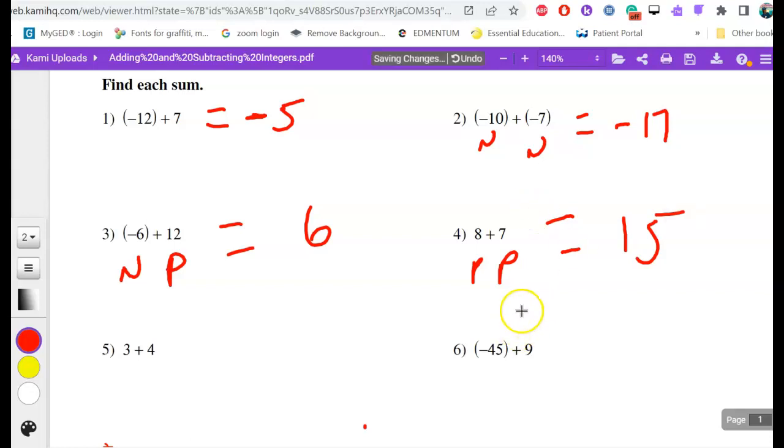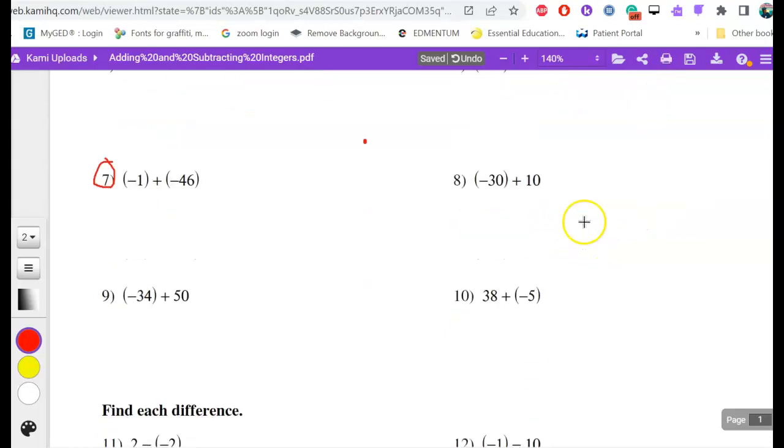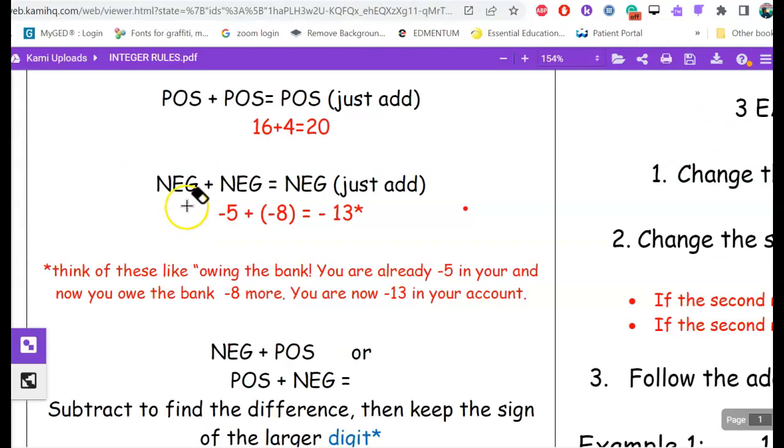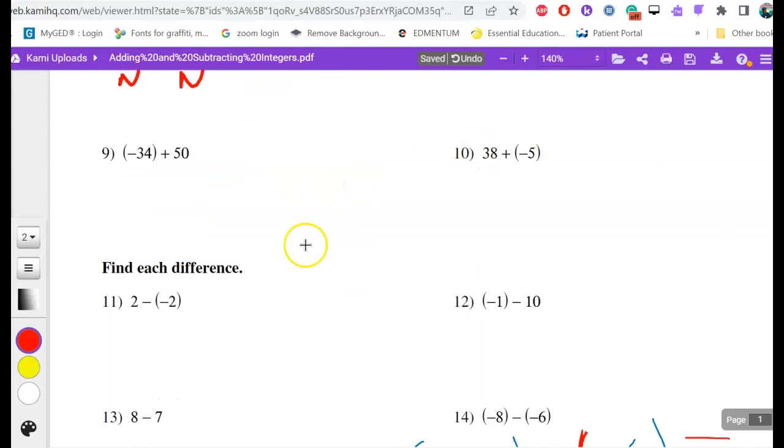All right. Now, here we go. Let's take a look at number 7. Skip around a little bit. You have a negative plus a negative, right? Remember, again, negative plus negative is negative, just add. So 1 plus 46, that gives me 47, negative 47. There it is.